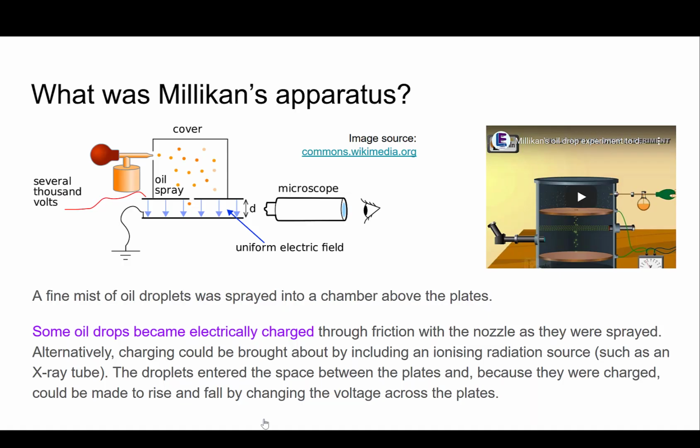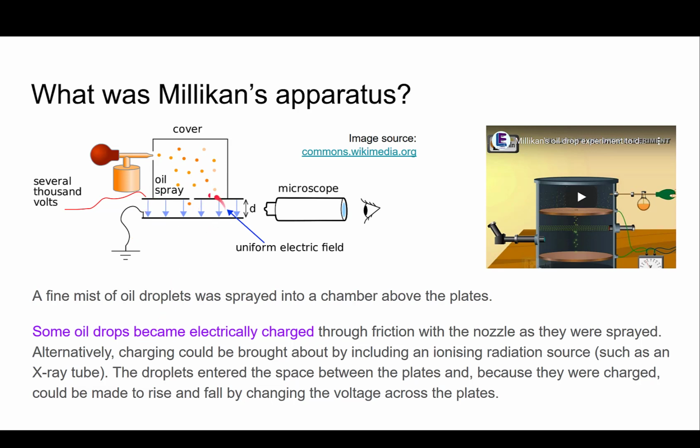Now, let's look at this in a little more detail. Millikan and Fletcher spray a fine mist of droplets into this upper chamber. Now, there are two methods for charging the droplets. Sometimes the droplets receive a charge as they're sprayed out, just by friction with the nozzle of the spray piece. Alternatively, they can be given a charge by passing X-rays through the chamber.